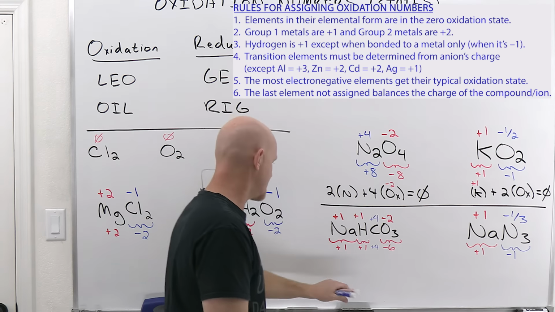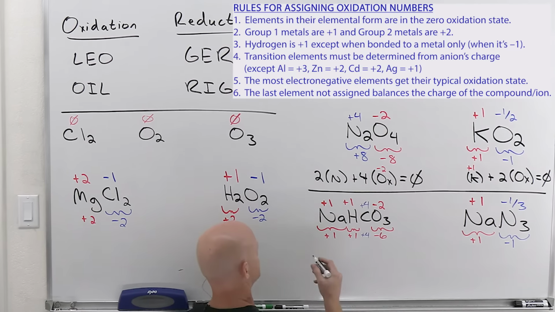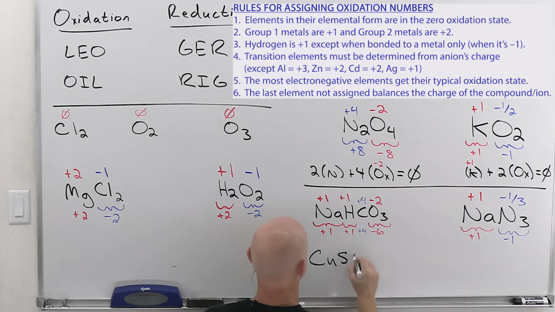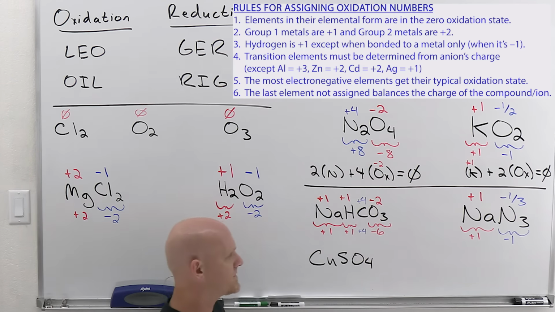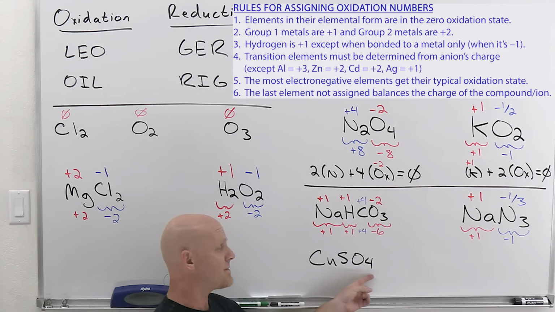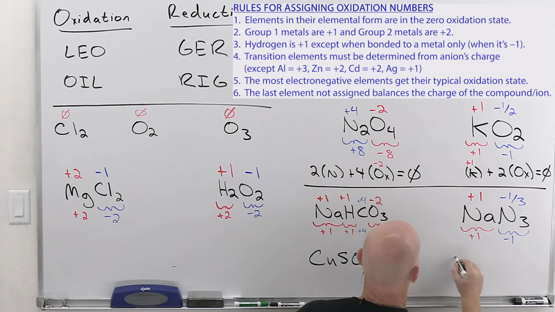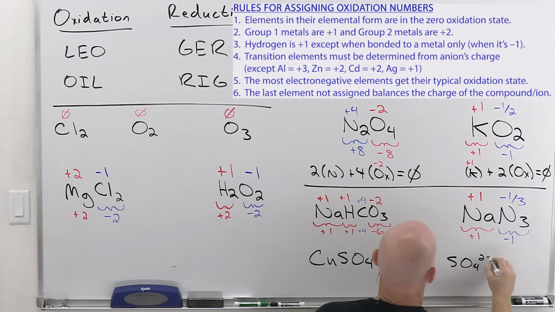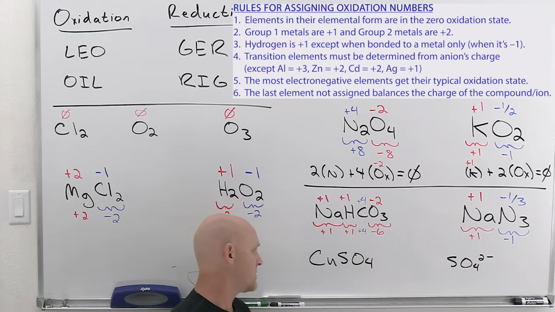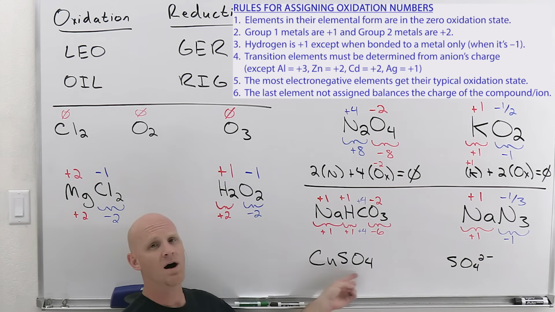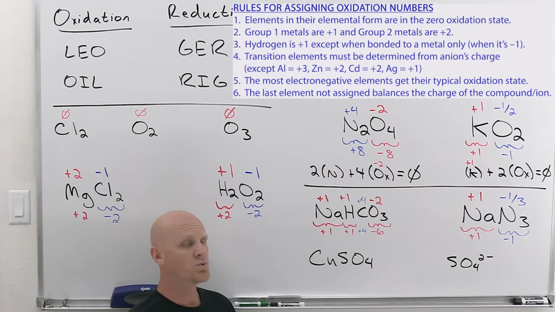All right, last example here. We're going to use one that's got a transition element here. So copper 2 sulfate here. And in this case, we've got a polyatomic ion, and this is the first time we've seen a polyatomic ion. And I want to write that polyatomic ion sulfate out separately here, so we'll see something. But let's just start with it in the context of the compound here, copper 2 sulfate. So rule number 1, elements in their elemental form, skip it. We have a compound, no elements in their elemental form.